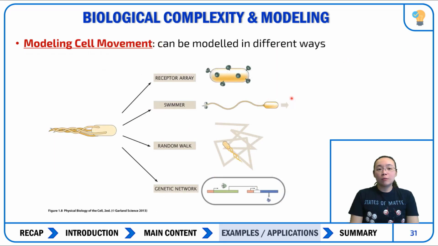Next, we want to model cell movement. Cell movement can be modeled in different ways. Here we have the idealization of E. coli. This cell can be modeled as an array of receptors for a ligand of interest. You can also model it as an elasto-hydrodynamic object, basically the swimmer. You can model it as a random walk that's biased and moving through water. You can also model it as an information processing device characterized by a series of genetic networks.